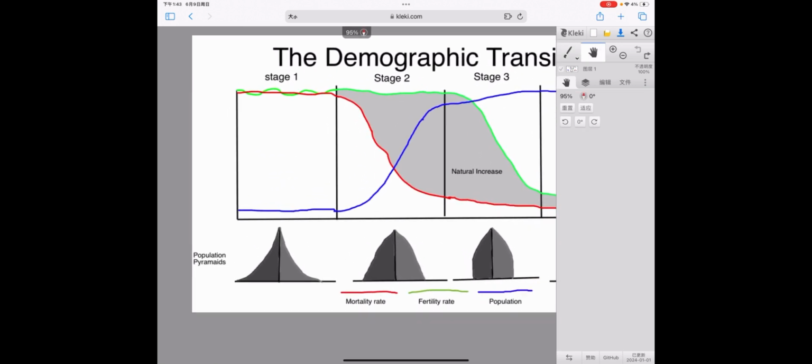And now we can look at the population pyramid. The population pyramid of a stage 1 is a triangle that has a bottom that's rapidly increasing and a top that's rapidly decreasing or becoming smaller. And in stage 2, we see the population pyramid basically resembling a perfect triangle.